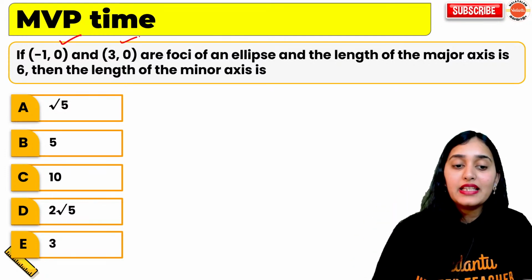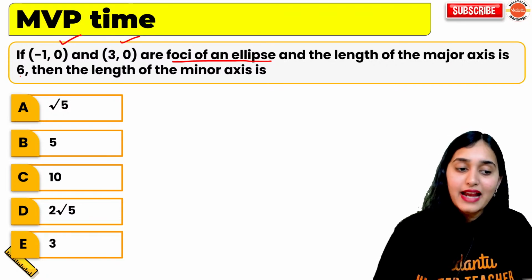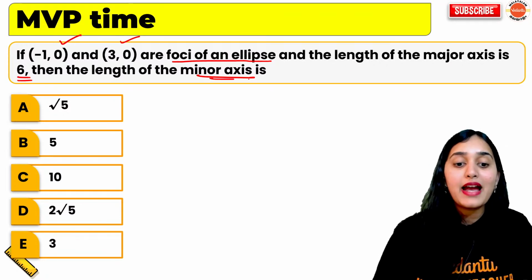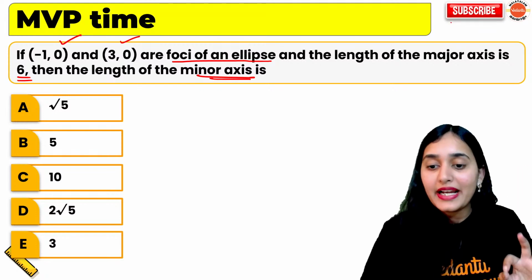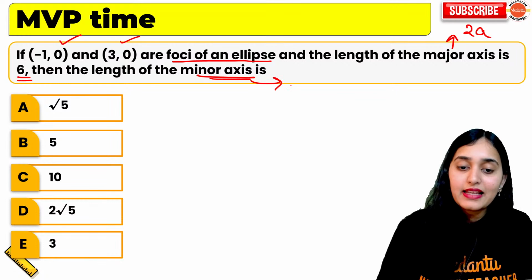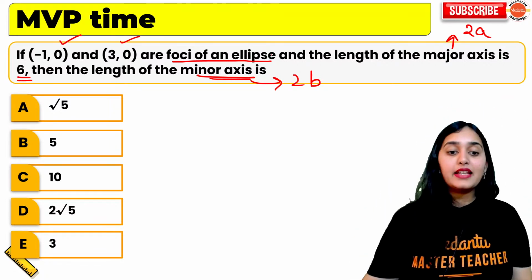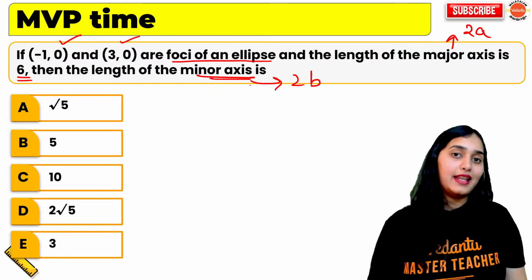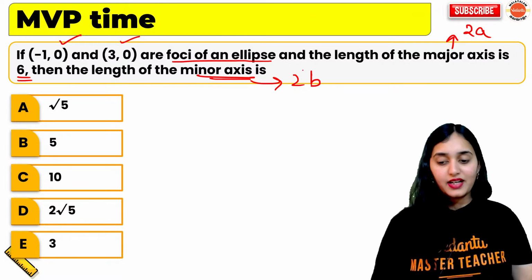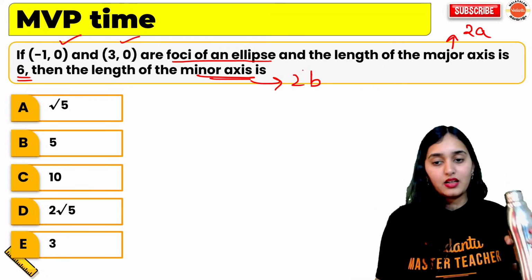If this point and this point are foci of the ellipse and length of the major axis is given 6, then the length of minor axis is dash. I am giving you a hint. Length of major axis is 2a, length of minor axis is 2b. Now think, they are given foci of the ellipse. Try solving this question. I will only give 1 minute to solve.